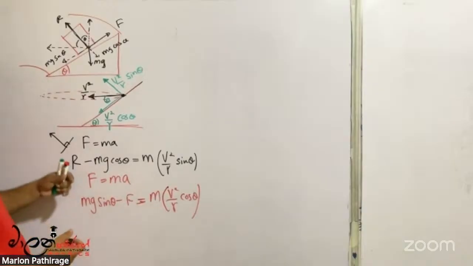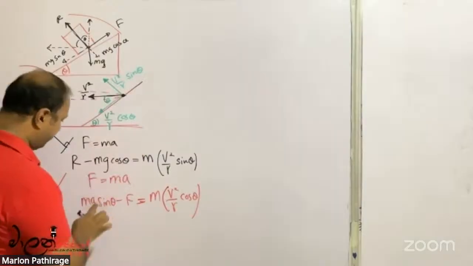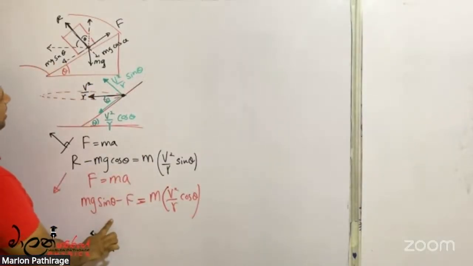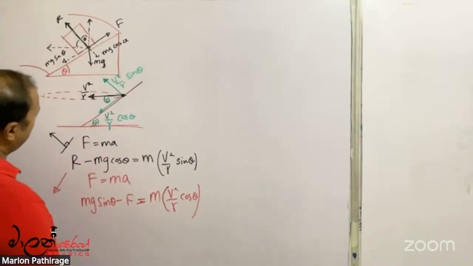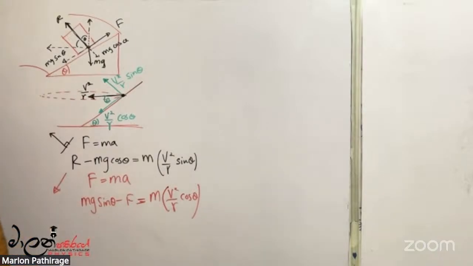So if I apply F equal ma along the plane into the upward direction, first force is F, other force is minus mg sin theta, and that is equal to minus mv squared over r.